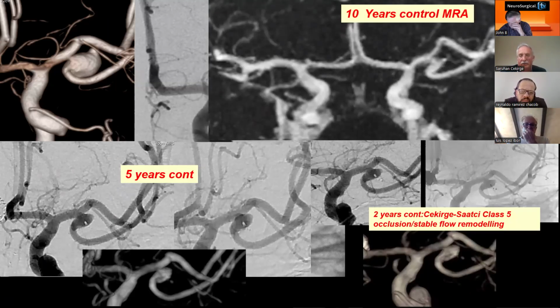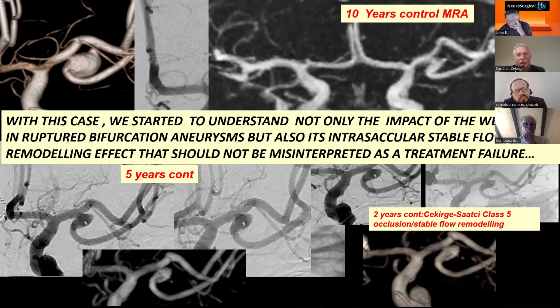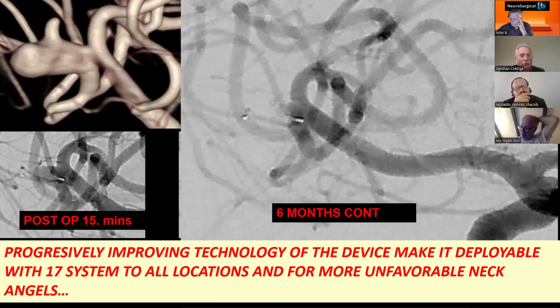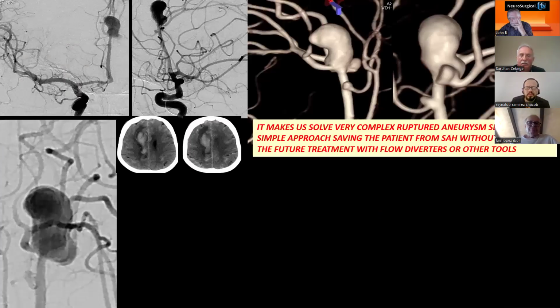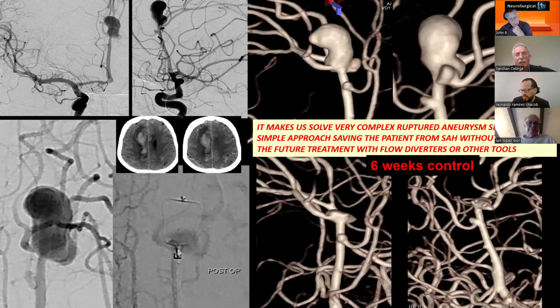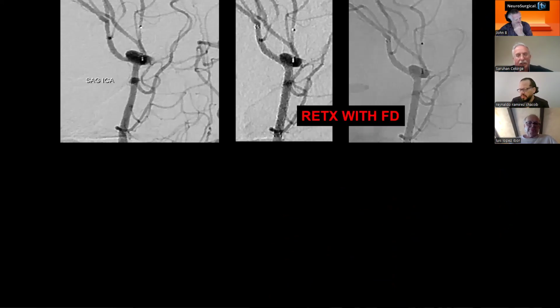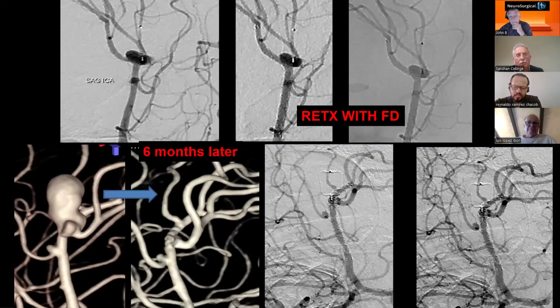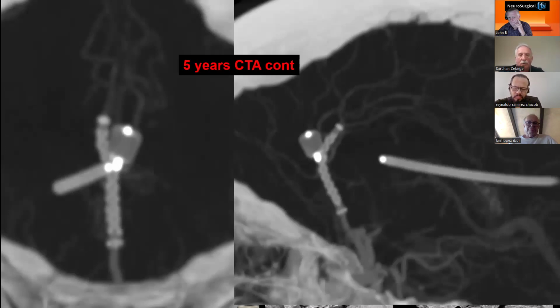Okay, so this remnant with coiling will definitely regrow, right? However, this has a different behavior, especially with the improved technology. Now with 17 catheters, we can treat awkwardly angled aneurysms, and it lets us solve very complex ruptured aneurysms with a simple approach. This is a distal anterior cerebral ruptured aneurysm. You go there, you place your flow diverter, you save the day, you save the patient from a bleeding. 6 weeks later, of course, there's something there, and you place your flow diverter across the aneurysm, and you have the final cure. So this doesn't hinder the future treatment.